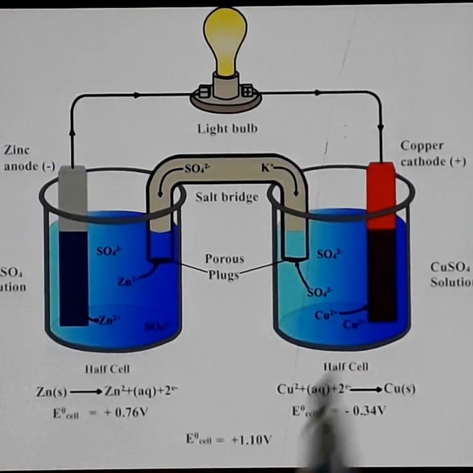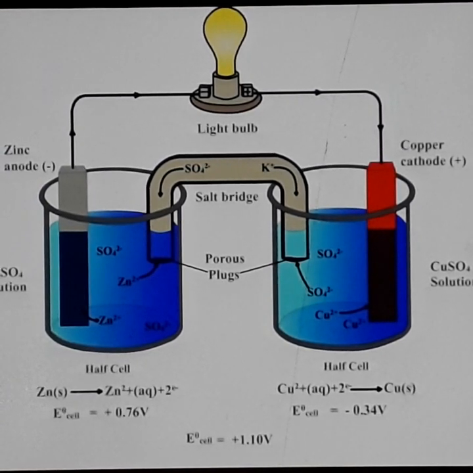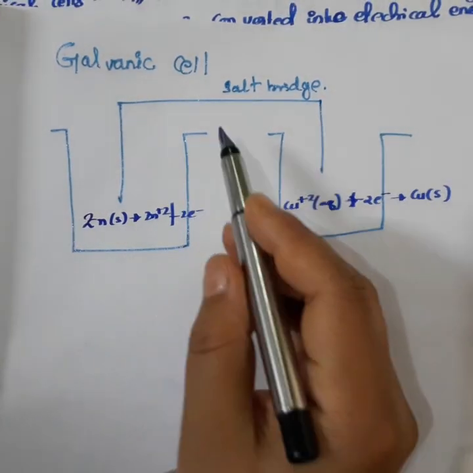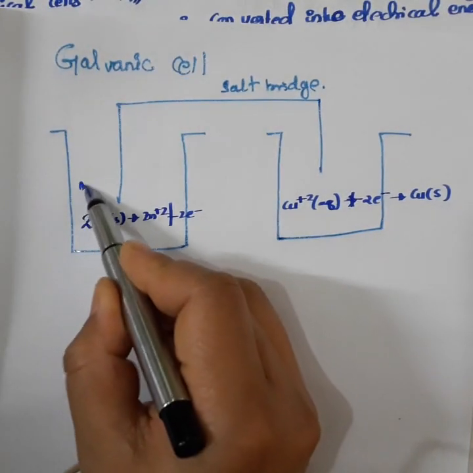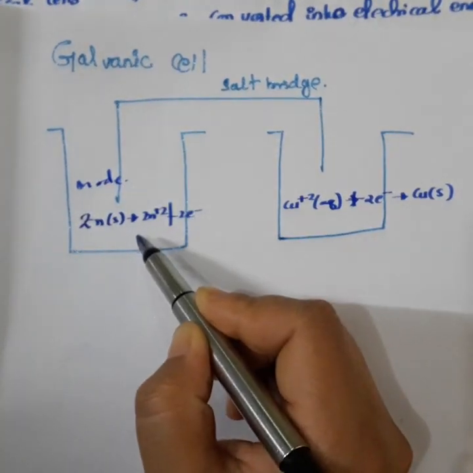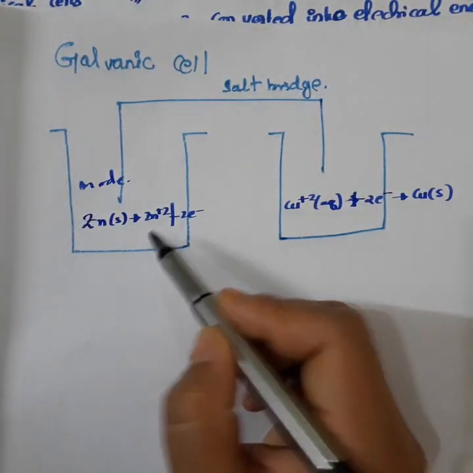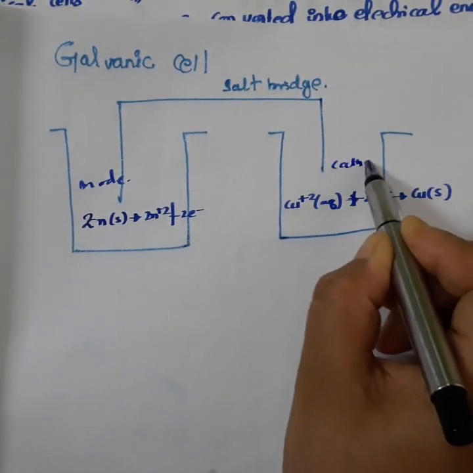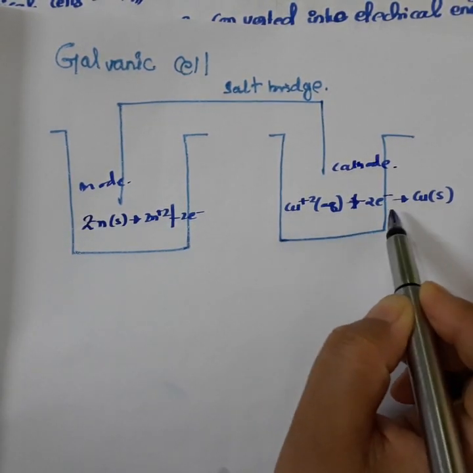It is observed that the total output voltage from this galvanic cell is 1.1 volt. Now let us discuss how we are going to represent this galvanic cell. In the galvanic cell, what we have discussed, in the anode, the zinc electrode, the zinc will get oxidized to zinc ion, and at the cathode your copper ion will get reduced to copper.